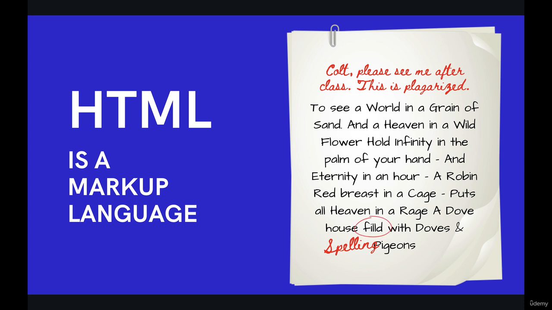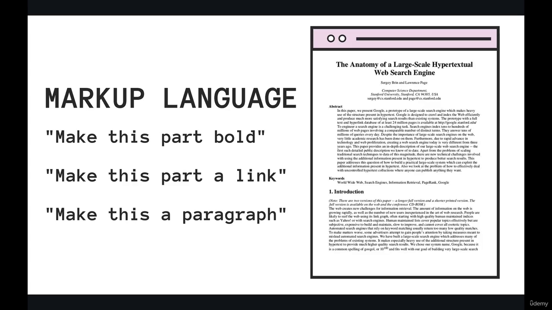But the key concept here is that we are marking up some document, just like this here where we're marking up an essay or a plagiarized poem. We're going to be marking up web documents, actual content to be displayed on a page. So we'll be able to do things like make this a paragraph of text, or make this an image, make this a link to Facebook, make this a bold piece of text, make this a heading. That's all stuff we can do with HTML, hypertext markup language.